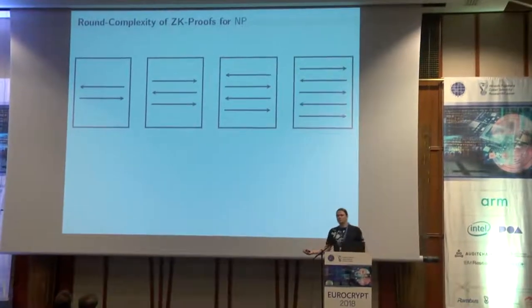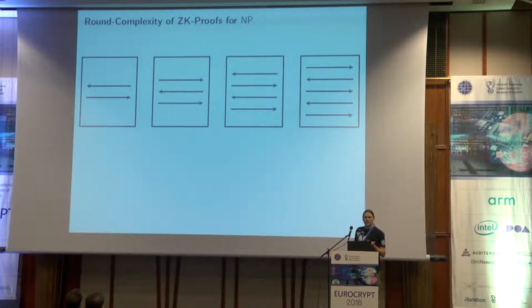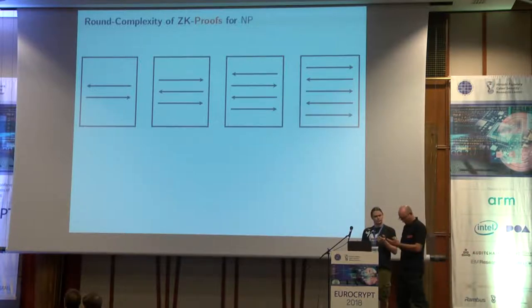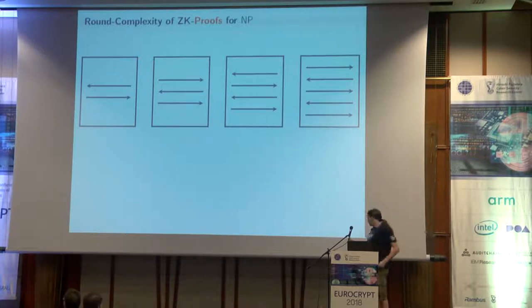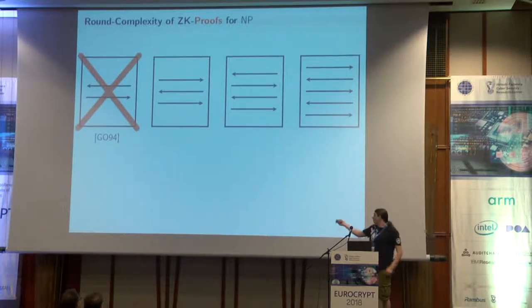So the round complexity of zero knowledge proofs has seen a lot of research over the years. I want to emphasize that I'm talking about proofs here, not arguments. So we're talking about protocols that are sound even against unbounded provers. And we've known a couple of things about the round complexity for a while. Goldreich and Oren showed that two-round zero-knowledge proofs can basically not exist for interesting languages. The only languages for which you can have two-round proofs are in BPP, which are languages where you can verify that on your own anyway, so you don't need a prover.